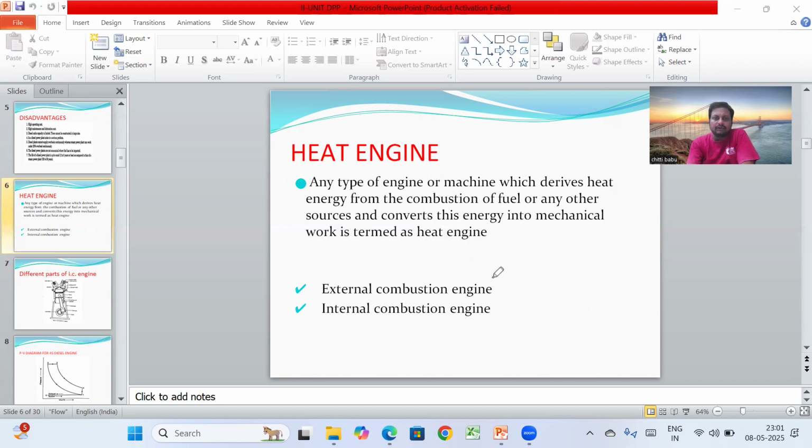The heat engine is further classified into the external combustion engine and the internal combustion engine. Internal combustion, as I already told, means the combustion takes place inside of the engine cylinder. That we call an internal combustion engine.